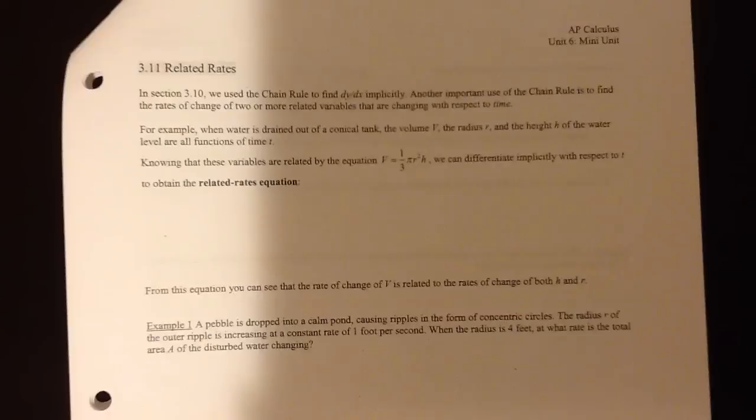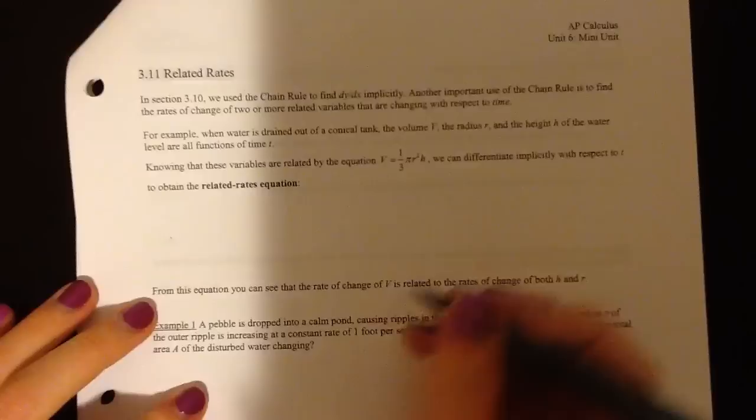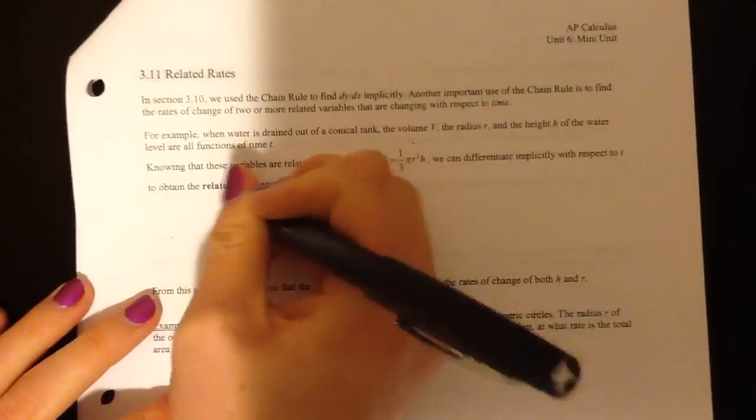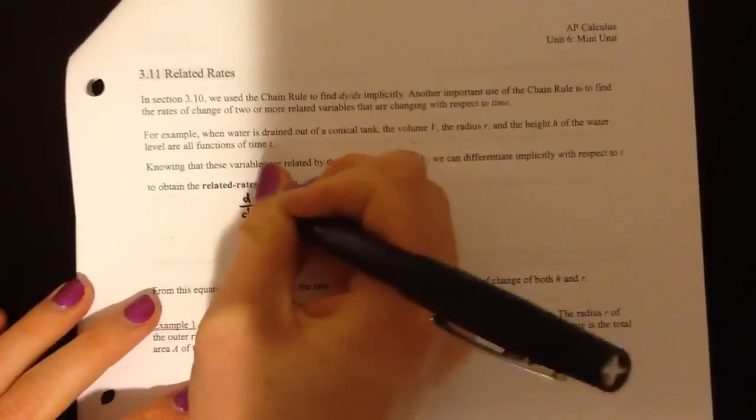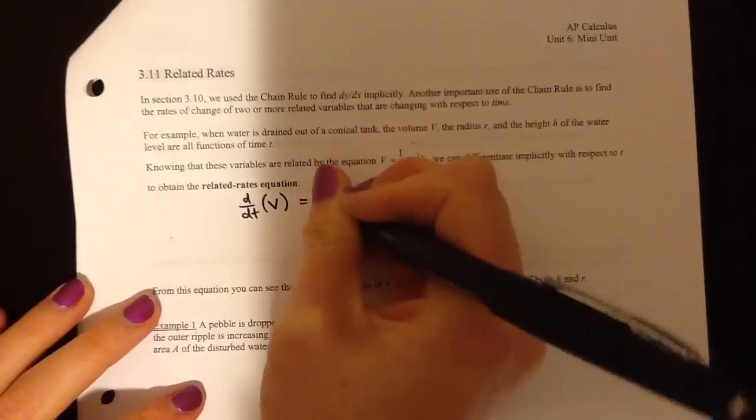All right, so here's how this works. We've got an equation. We figure out how the variables are related, and they're related by the volume of a cone, which we've got written right there: V equals 1/3 pi r squared h. You differentiate implicitly with respect to time, and then you get something called the related rates equation. So we're going to take the derivative with respect to time of both sides, of the left and of the right.